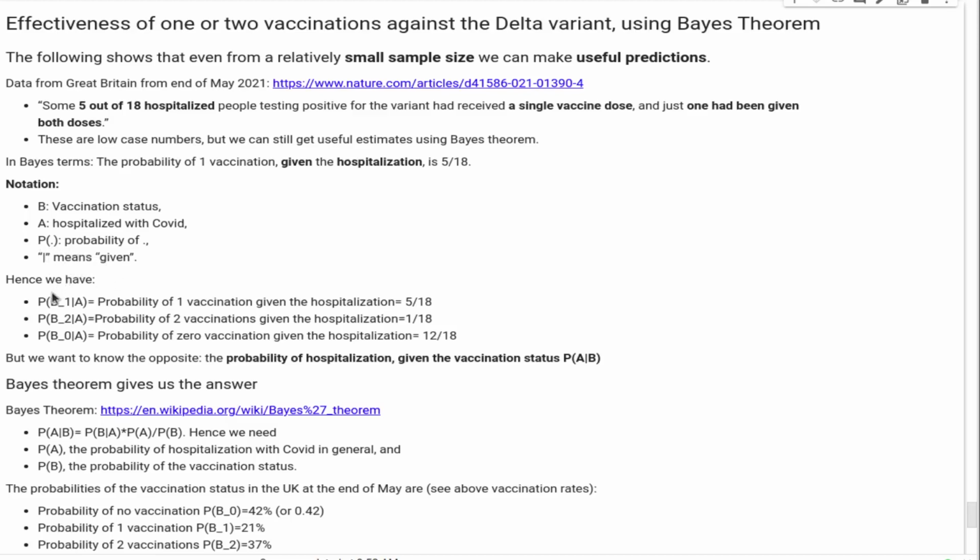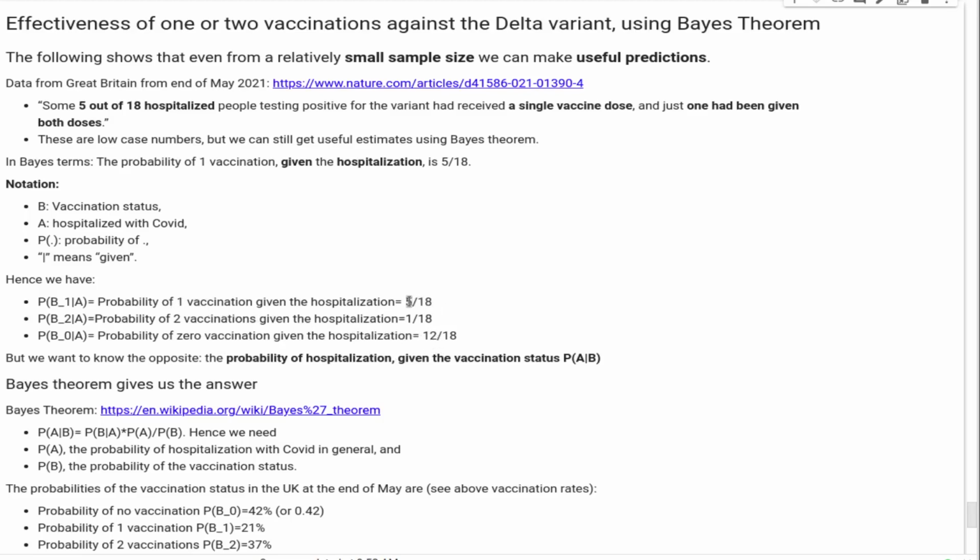So hence, in short, we have probability of B1, meaning just 1 vaccination, given A, the hospitalization, is 5/18. The probability of 2 vaccinations, B2, given A, the hospitalization, is 1/18, because just 1 had 2 doses. Then the probability of no doses, so B0, given hospitalization, is the rest, meaning 12/18.